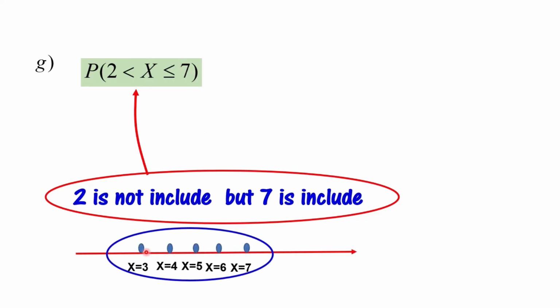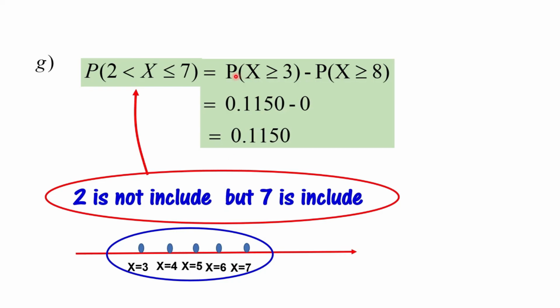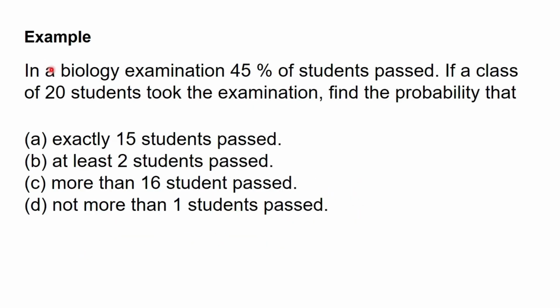This means the question asks probability at x equals 3, 4, 5, 6 and 7, these 5 values. Then to use the table, you need to find the probability x more than or equal to 3 minus probability x more than or equal to 8, because 7 is included here. So you need to minus 8. The answer is 0.1150 minus 0, and the final answer is 0.1150. Now continue with the next example.